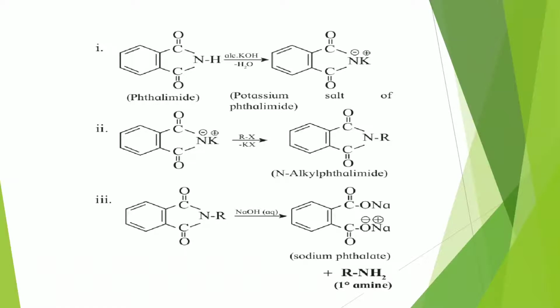First step, phthalimide: phenyl ring with 2 carbonyl groups, that is C6H4 attached with 2 carbonyl groups at the adjacent position, C=O-NH-C=O, is known as phthalimide. Actually it is obtained by reaction of phthalic acid and ammonia by the loss of water molecule. Phthalic acid means C=OH, C=OH at the adjacent position of benzene ring, and we react with ammonia, so there will be loss of water molecule.